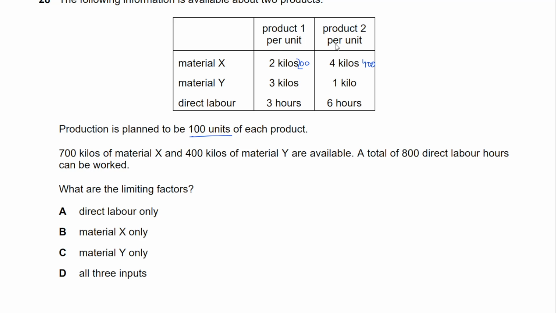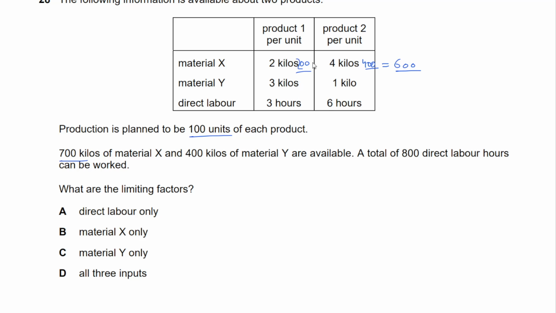For product 1, we need 200 kilos. Product 2, we need 400 kilos. And in total, we need 600 kilos. Do we have enough of that? We do. We have 700. That's not a limiting factor then, right? We don't have any problem with that.